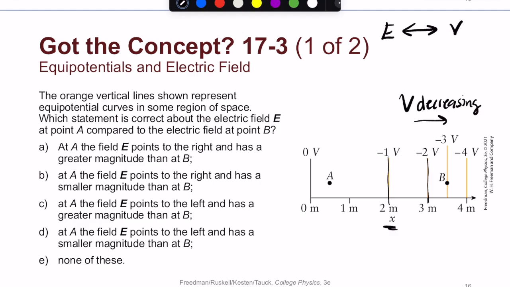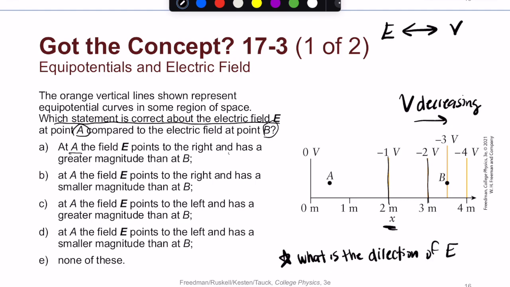Okay. The question is, which statement is correct about the E field at point A compared to point B? So from A to B, let's see what qualities we're comparing here. If we look at part A, at location A, the field points to the right and has a greater magnitude than B.